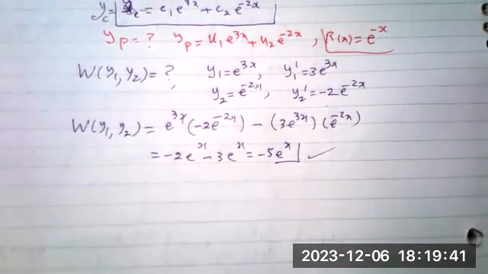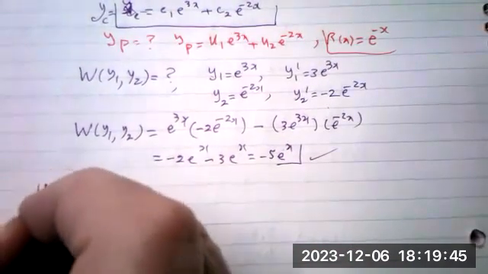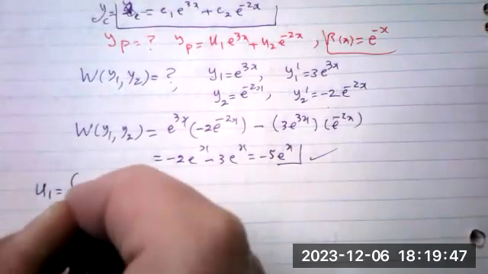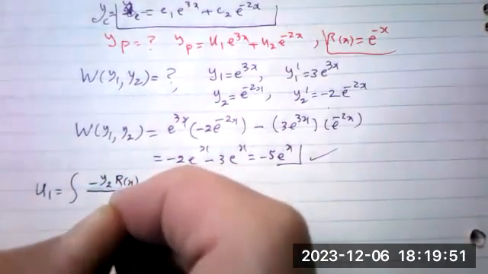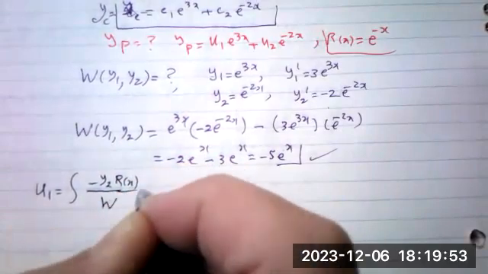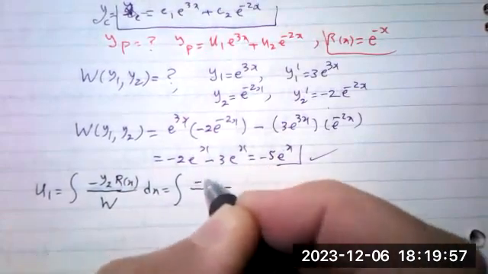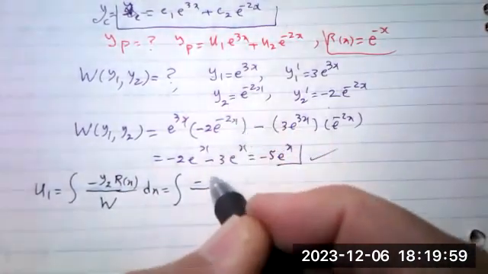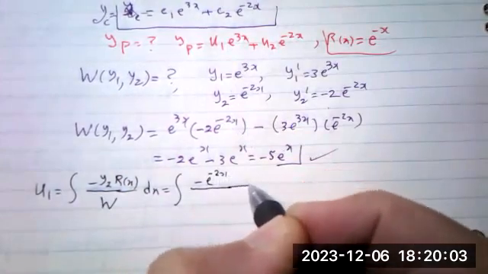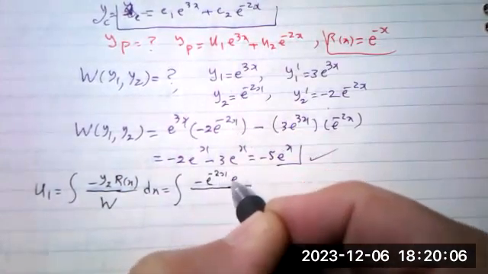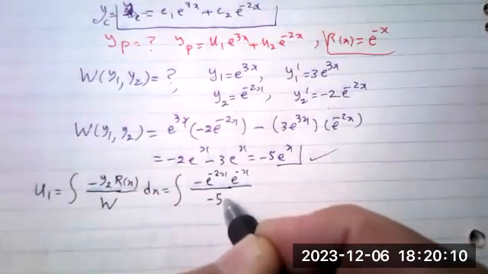Okay, we go for u1. So what is u1? u1 is the integral of negative y2 r(x) over the Wronskian W, dx. So what is y2? y2 is e to the negative 2x, times r(x). r(x) is e to the negative x. The Wronskian is negative 5e to the x.